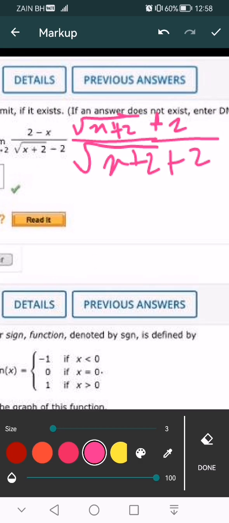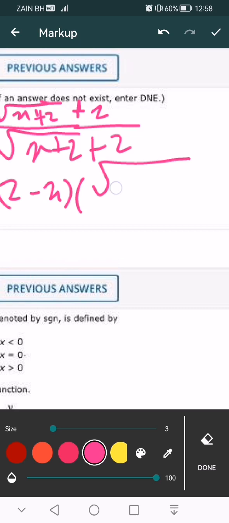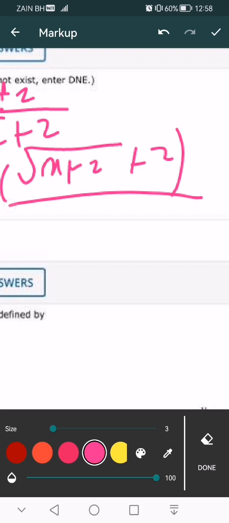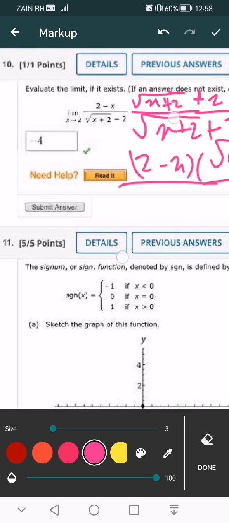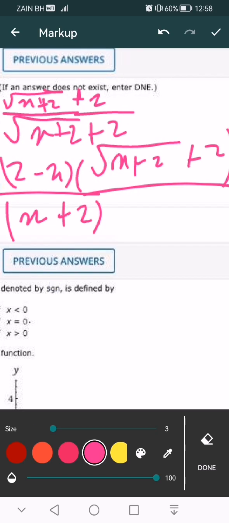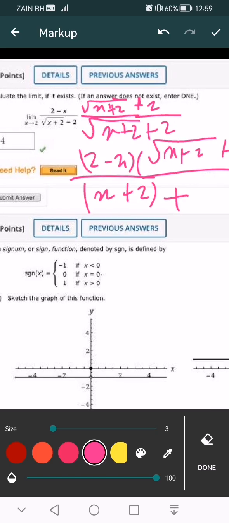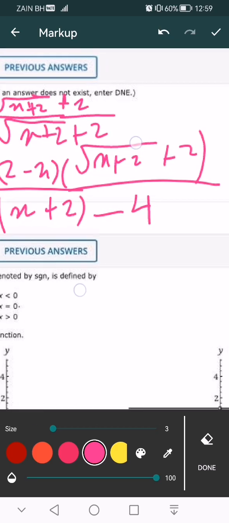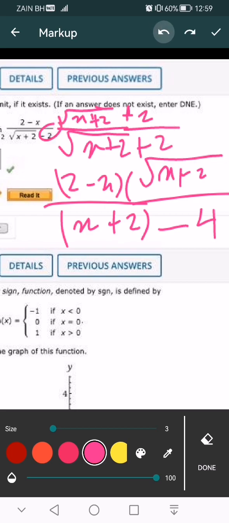You will get in the end 2 minus x, square root of x plus 2 plus 2, over, first by first and second by second, it will be x plus 2 minus 4. Why? Because 2 by 2, 2 minus 2, this with this and this with this. Okay, so yeah, now how can I simplify?